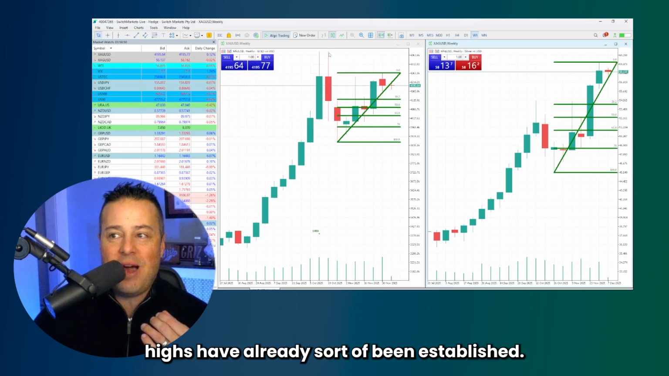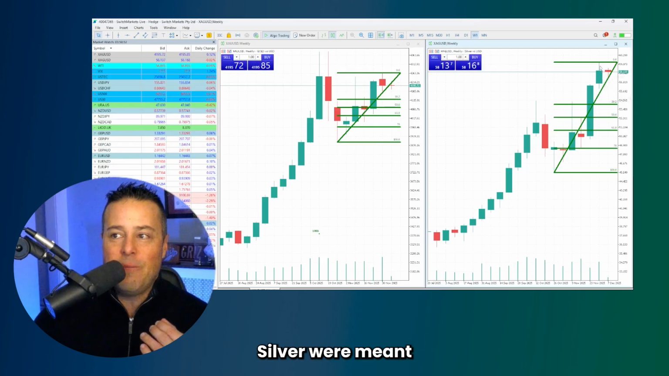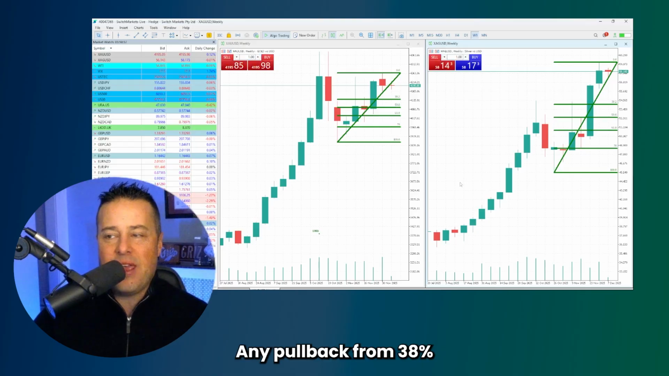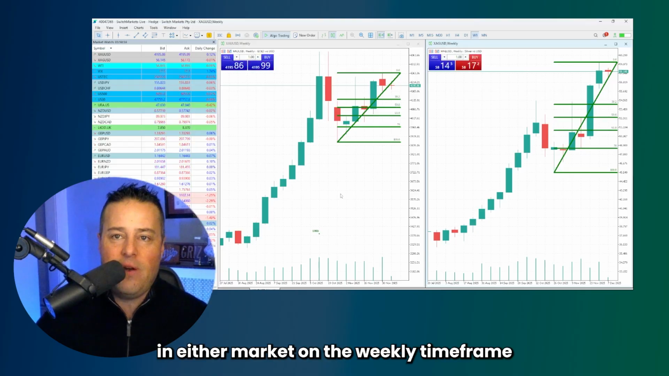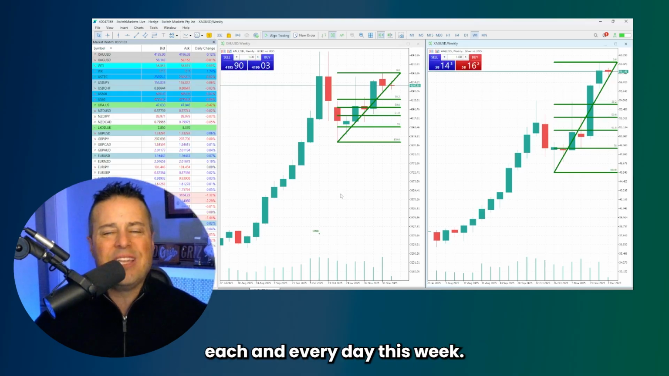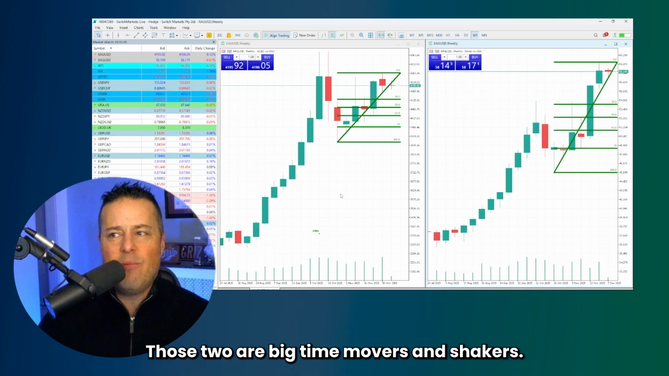You can see gold's all-time highs have already been established. Silver, we're pretty much making new all-time highs almost every day. Any pullbacks to 38% in either market on the weekly time frame should be a pretty good bidding area. We're going to talk more about silver and gold each and every day this week. Those two are big-time movers and shakers.